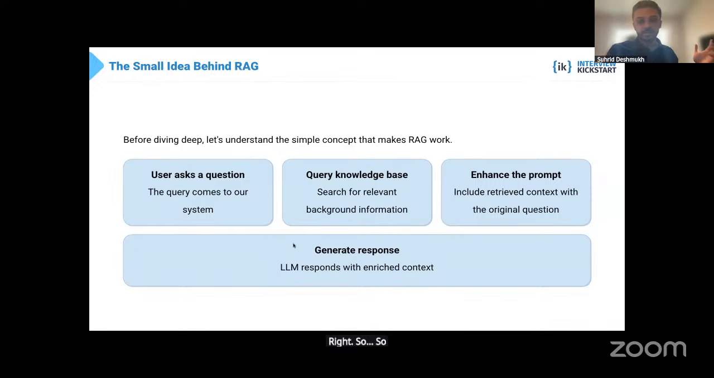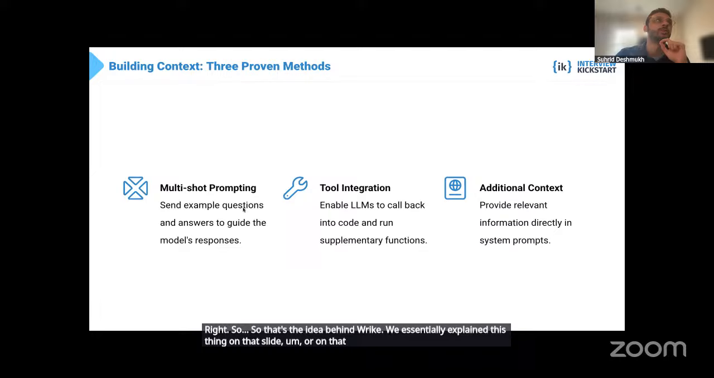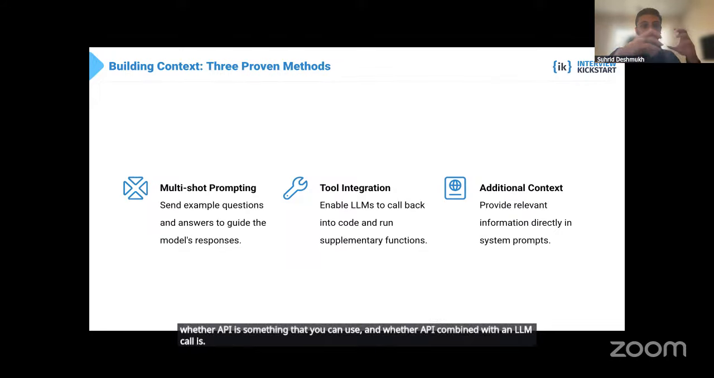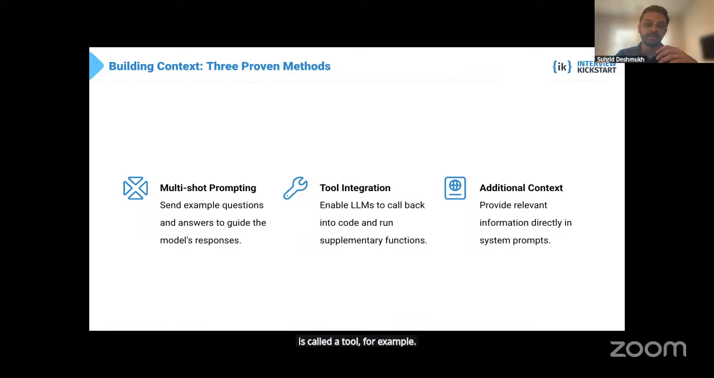So that's the idea behind RAG. We essentially explained this on that slide, or on that handwritten note that I was drawing. Because of this external database and tooling that we have set up, it enables you to do multi-shot prompting associated with RAG. You can also enhance this LLM with multiple different tools and integrations. Like I was giving an example of a weather API, which you can use, and a weather API combined with an LLM call is called a tool, for example.